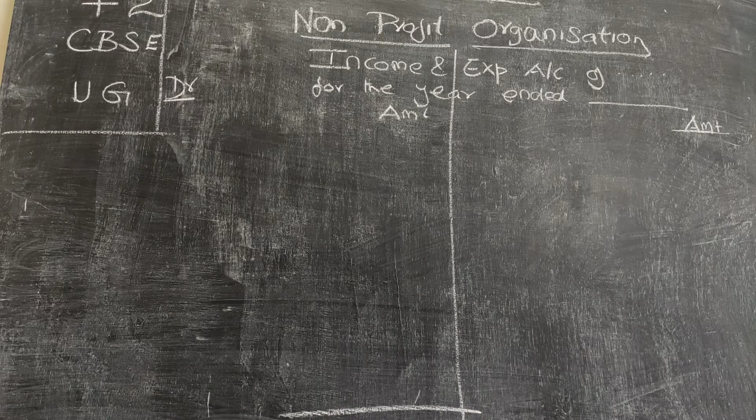Income and expenditure account is nothing but profit and loss account. Since it is a non-profit organization, we don't use the words profit and loss. Instead, we use income and expenditure account. Otherwise, the principle is same. Now let us see the problem.